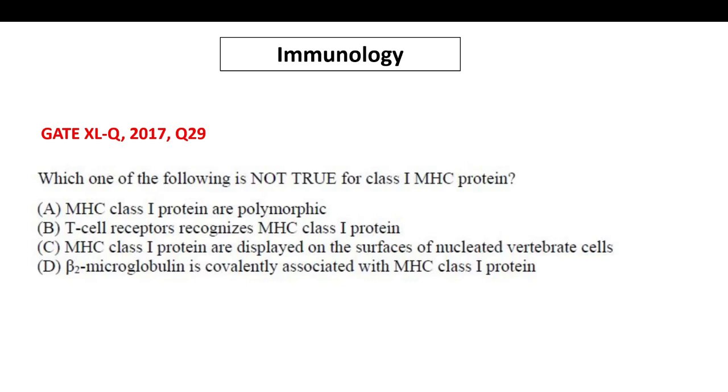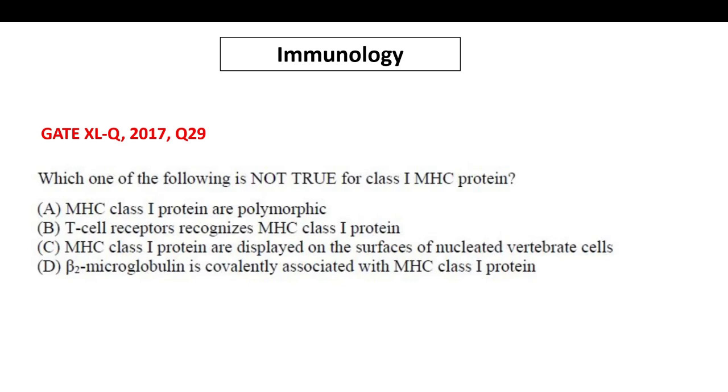So that is correct. Then, T cell receptors recognize MHC class 1 protein. The T cell receptor recognizes the alpha 3 of the MHC class 1 protein as well as the peptide, so this option is also correct. MHC class 1 proteins are displayed on the surface of nucleated vertebrate cells. This MHC 1 is found in all nucleated cells, whereas MHC 2 is found mostly on antigen presenting cells like dendritic cells and macrophages. Why that is so, we will discuss when we cover the MHC questions.